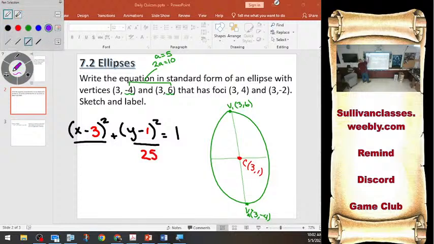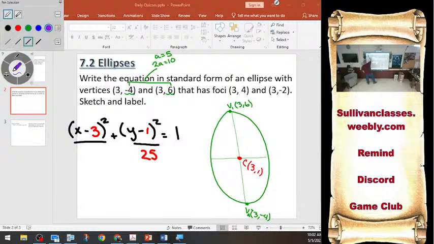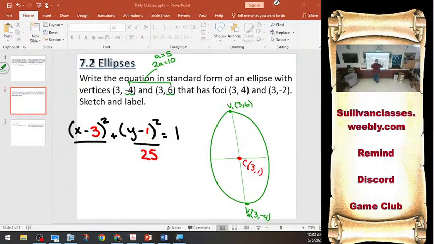The distance between foci, so those are going to be labeled already. And I'll also make those purple so I know that that was already there. It's going to be focus at 3, 4, focus at 3, negative 2. That distance is 2c, so c is 3. But that doesn't help me with my equation, unless I take a side quest. What do we do with it?